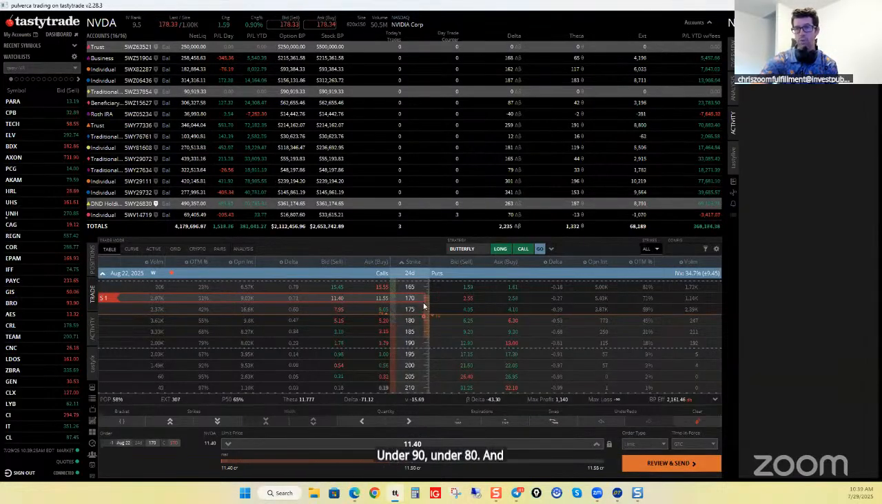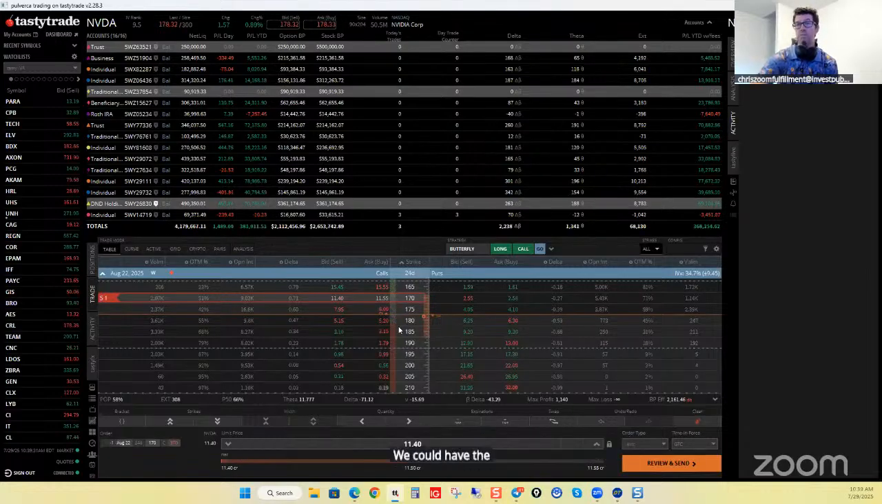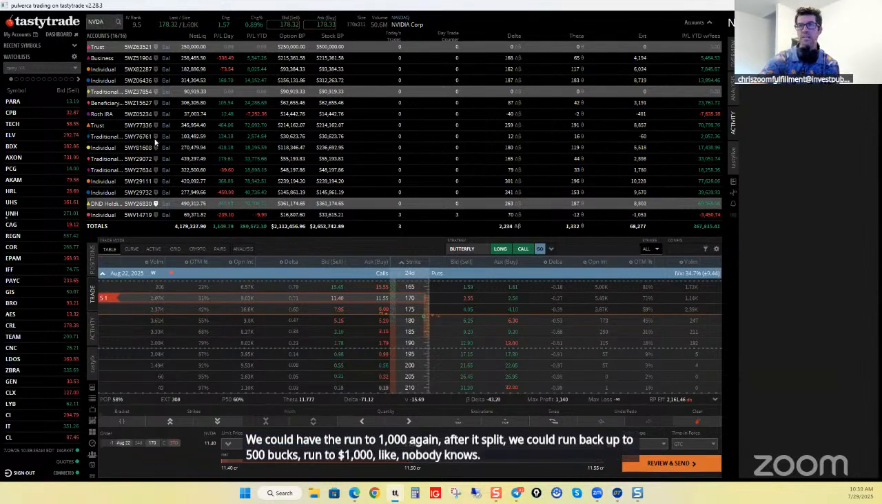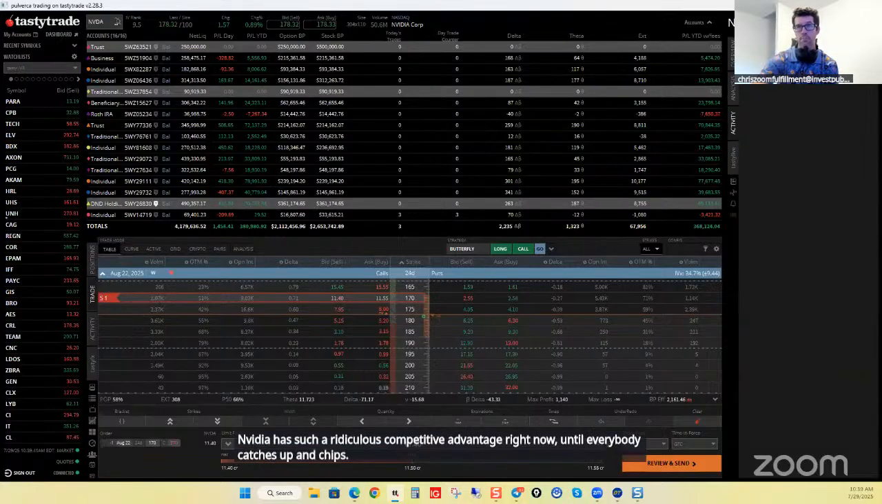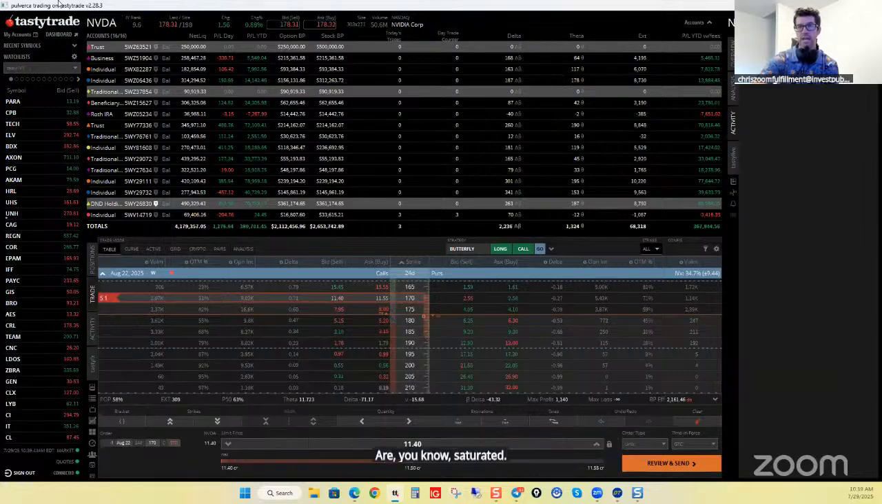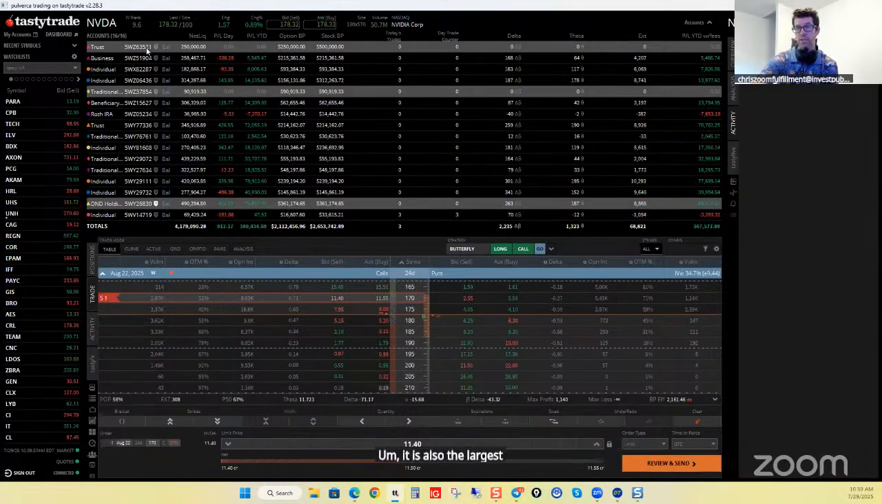And do I think it's possible that NVIDIA hits $200 a share? Sure. We could have the run to 1,000 again. After it split, we could run back up to $500, run to 1,000. Nobody knows. NVIDIA has such a ridiculous competitive advantage right now until everybody catches up and chips are saturated. It just has such a huge advantage because its margins and its revenue growth are just unbelievable. So, I mean, first company in history to reach $4 trillion. It is also the largest percentage in the S&P and the NASDAQ ever, almost 8% weighting because it's so large at $4 trillion.